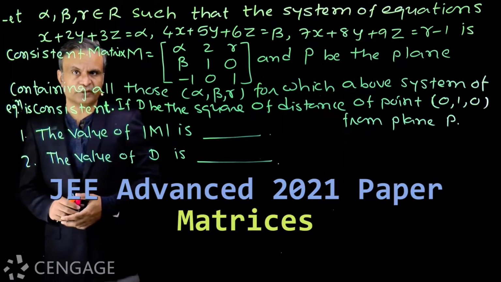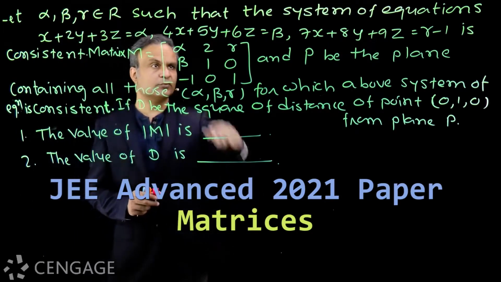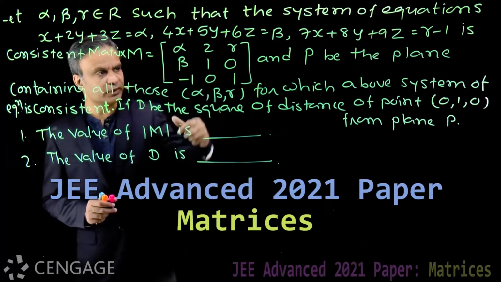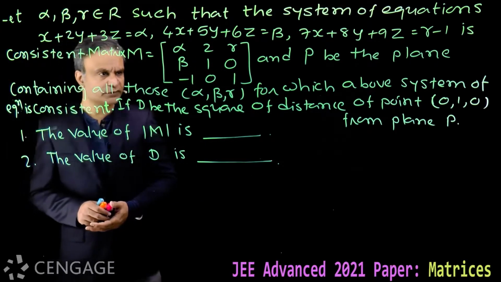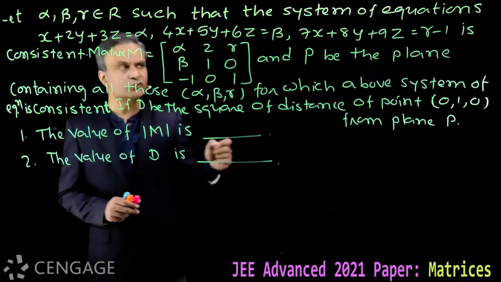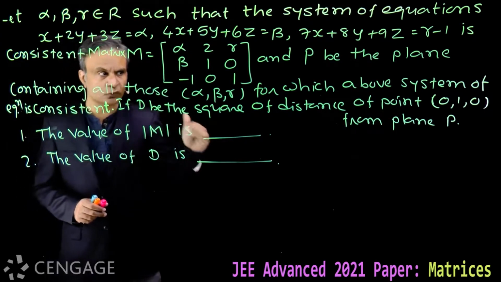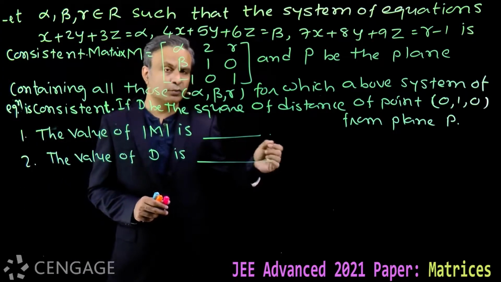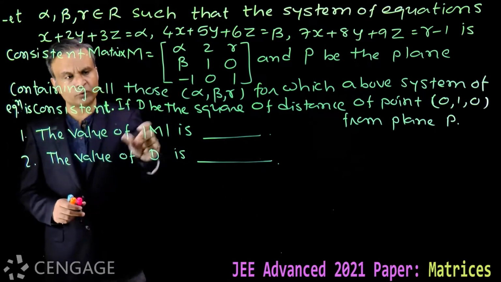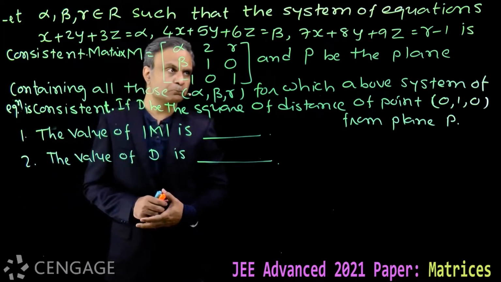We're going to look at this question from matrices. Question is, let alpha, beta, gamma be real numbers such that this system of linear equations is consistent. Matrix M is this, and P be the plane containing all those points having coordinates alpha, beta and gamma, for which above system of equations is consistent. If D be the square of the distance of point 0, 1, 0 from plane P, then we have to find the value of modulus of M, means determinant of M, and value of D.